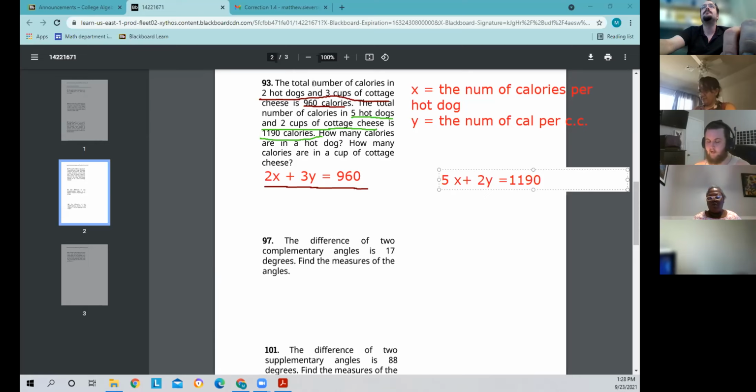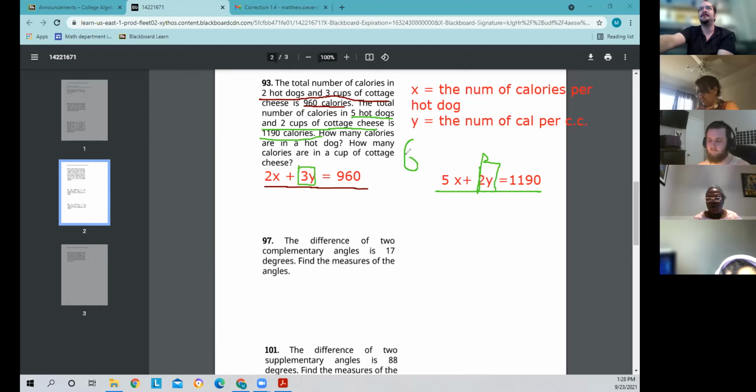And the way I went about it is I focused on the y variables for a second and figured out how to make those similar so I could subtract them from the equation. We're looking between 2 and 3, so you're probably going to pick the smaller numbers, right? I'm going to pick this 3y and this 2y. Between 3 and 2, what's my LCM? Six. Yeah, that's it.